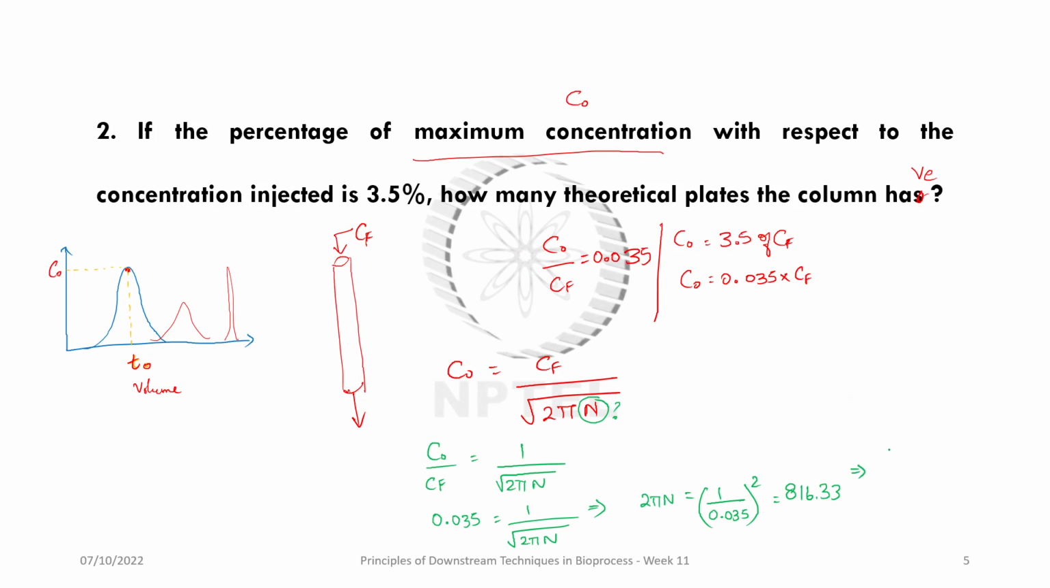And further, n is equal to 816.3265. I'm just going with 816.33 divided by 2 pi. So I'm getting 129.9. So I'm going to go with 130 plates. You can also go with 129. There's nothing wrong going with this.